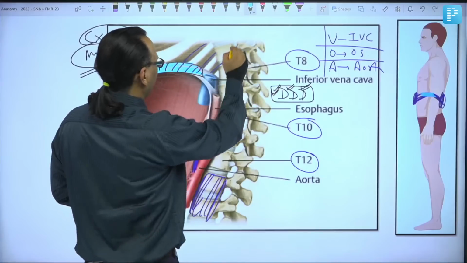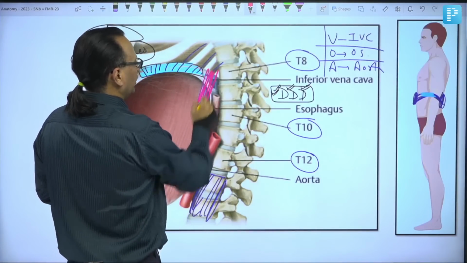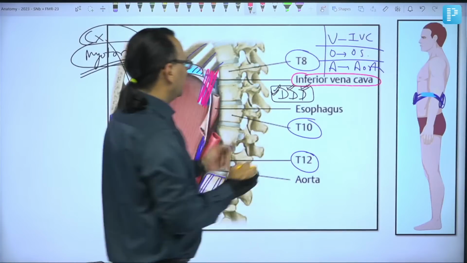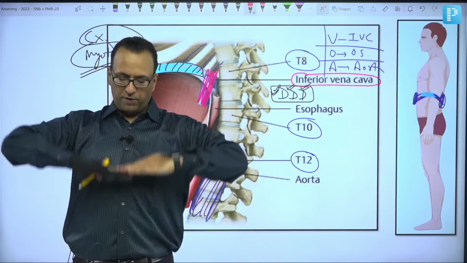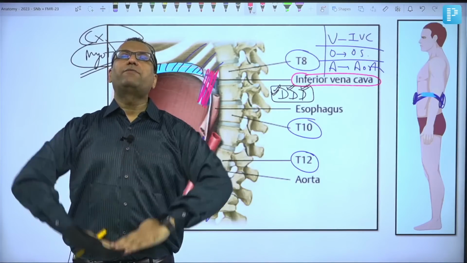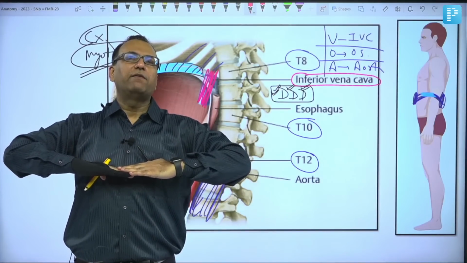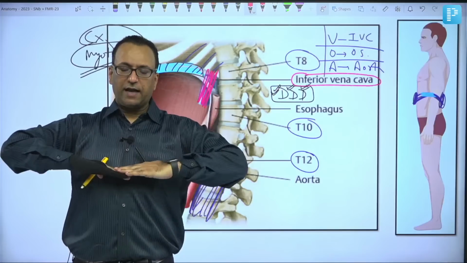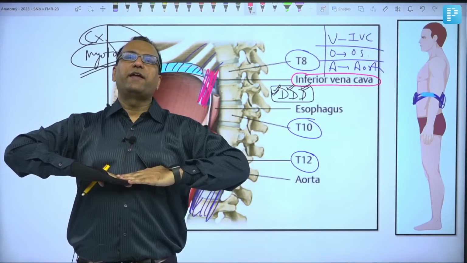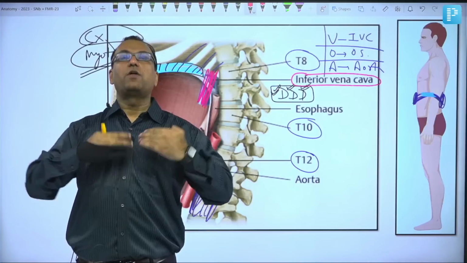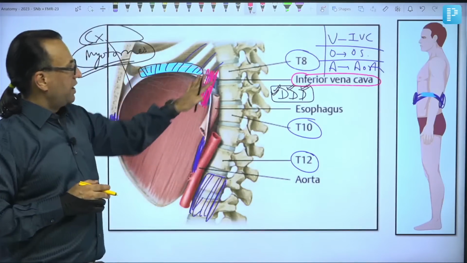You will find that this is the inferior vena cava which is puncturing. First of all, the body below the diaphragm drains into the inferior vena cava, like the liver, because the liver is under the diaphragm. Where will the inferior vena cava drain? It will drain into the heart, but how will it enter the heart? By puncturing the central tendon of the diaphragm.